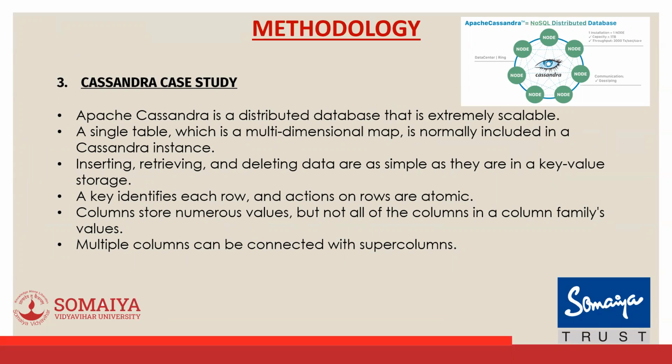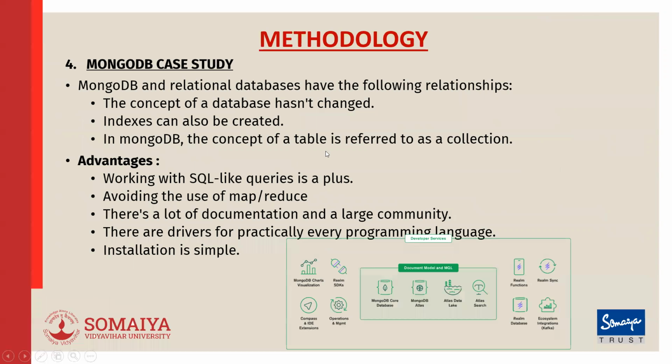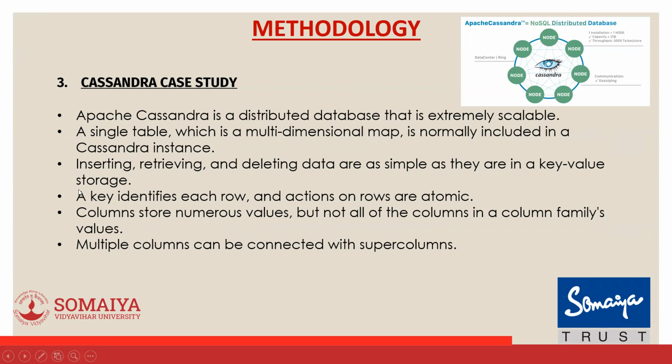Apache Cassandra is a distributed database that is extremely scalable. A single table, which is a multidimensional map, is normally included in a Cassandra instance. Inserting, retrieving, and deleting data are as simple as they are in a key value storage. A key identifies each row, and actions on rows are atomic. Columns store numerous values, but not all of the columns in a column family have values. Multiple columns can be connected with super columns.